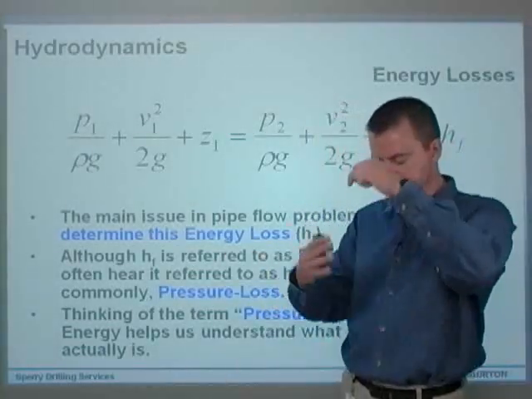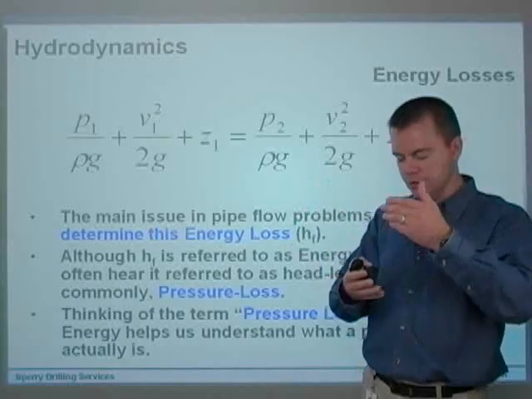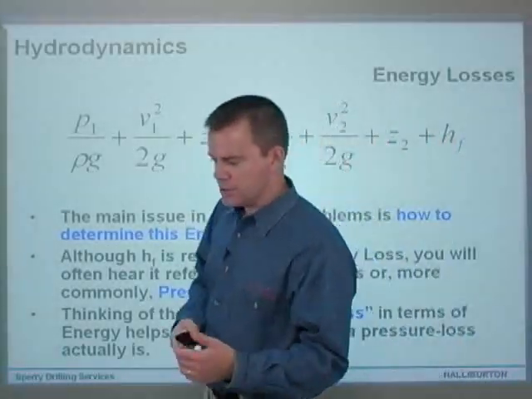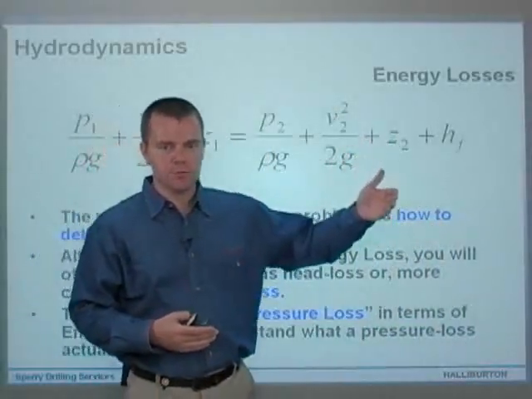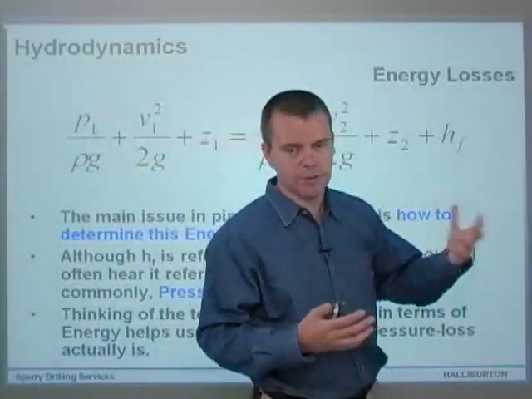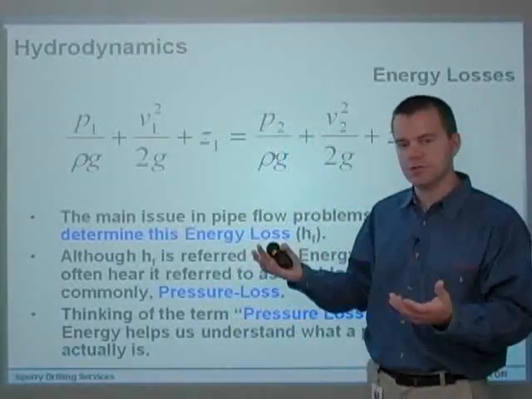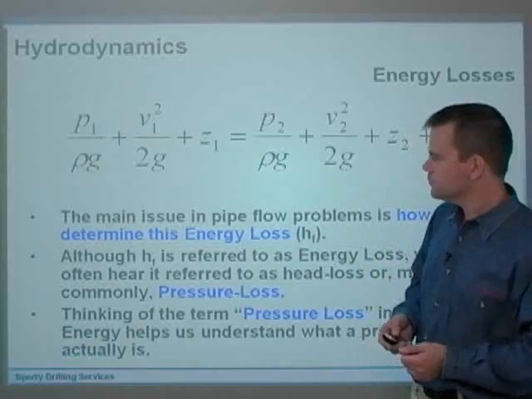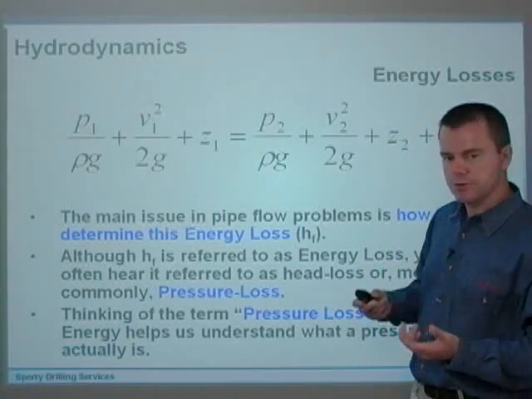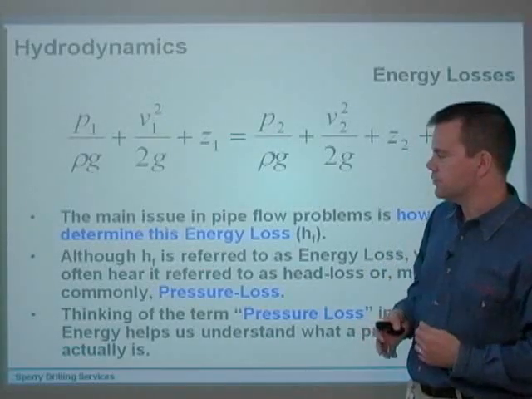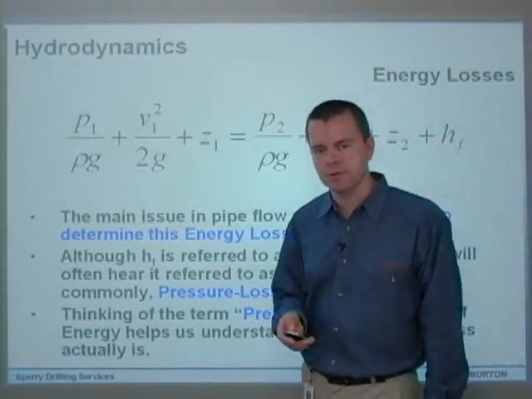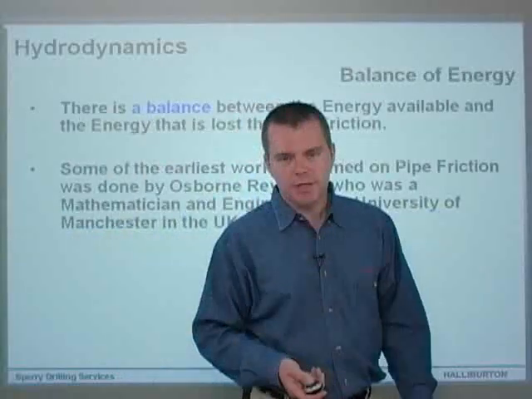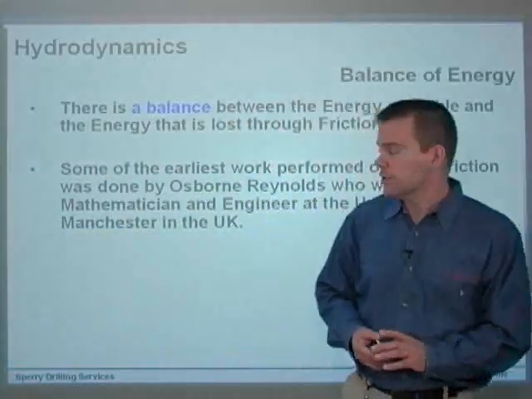And as it flows down the pipe and round the annulus, it loses all that energy until when it comes out at the surface, it has a bit of kinetic energy as it flows out, but it's got a lot less energy. And where has all that energy gone? It's been dissipated as heat, frictional heat. So when people talk about pressure loss, they're really referring to a loss of energy in that fluid. And that really helped me to understand what pressure loss is meant. So there's a balance between the energy available and the energy that's lost through friction.